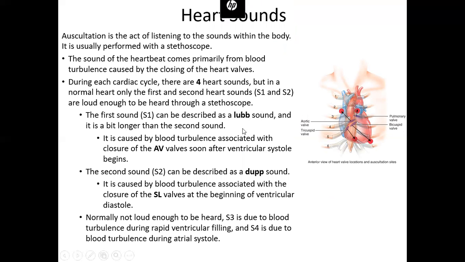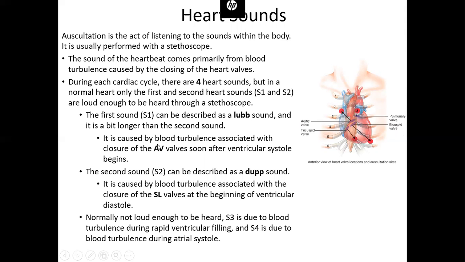First sound is described as a lub sound. It's a bit longer than the second sound and is caused by blood turbulence associated with closing the atrioventricular valves, those valves between the atria and the ventricles, soon after the ventricles begin contracting, going through ventricular systole. The second sound is a dup sound caused by blood turbulence associated with closing the SL valves, the semilunar valves, which once again are the aortic and the pulmonary valves between the aorta and the left ventricle and the pulmonary trunk and the right ventricle at the beginning of ventricular diastole.